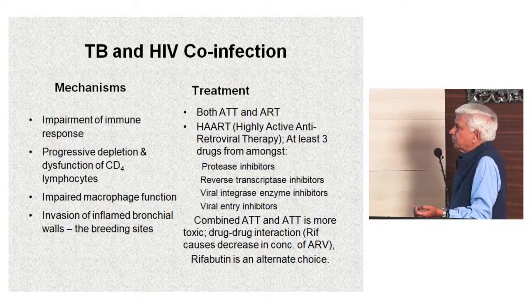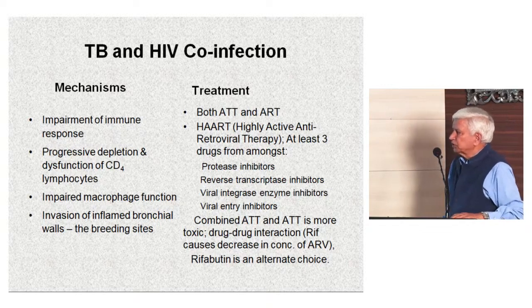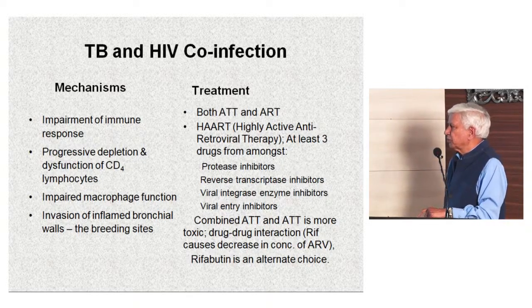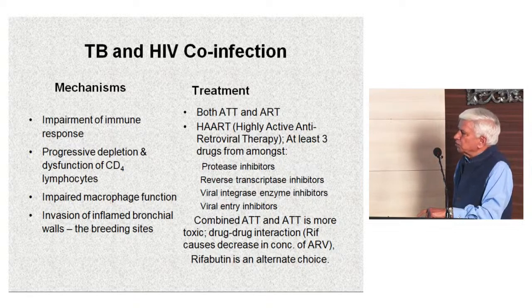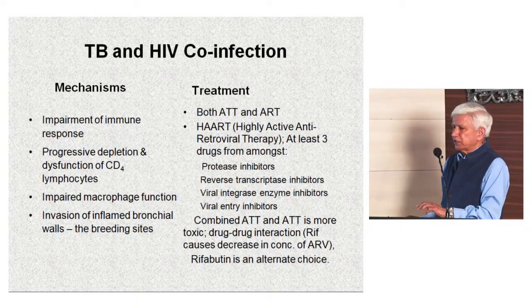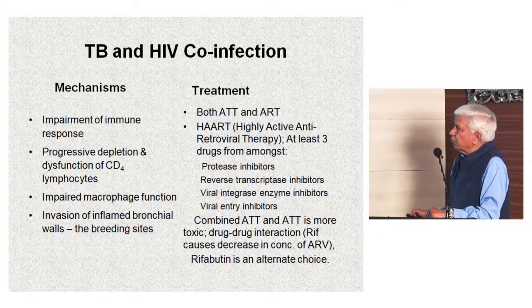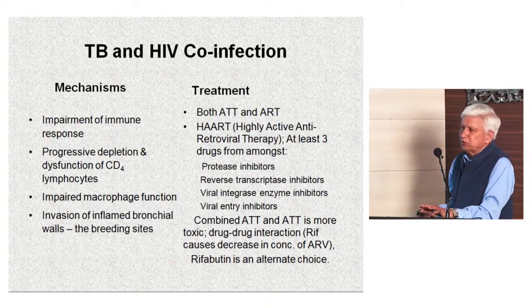The other important condition is TB and HIV co-infection, and both impair immune response. There is progressive depletion and dysfunction of CD4 lymphocytes, impaired macrophage function, and invasion of inflamed bronchial walls. You see, the bronchi become the breeding sites. So these are some of the mechanisms by which co-infection can occur. Fortunately, this problem has been relatively less in this country, and it is even getting reduced now. But this was the one factor which made tuberculosis a center of concern all over the world, because otherwise Europe and America had almost forgotten about tuberculosis.